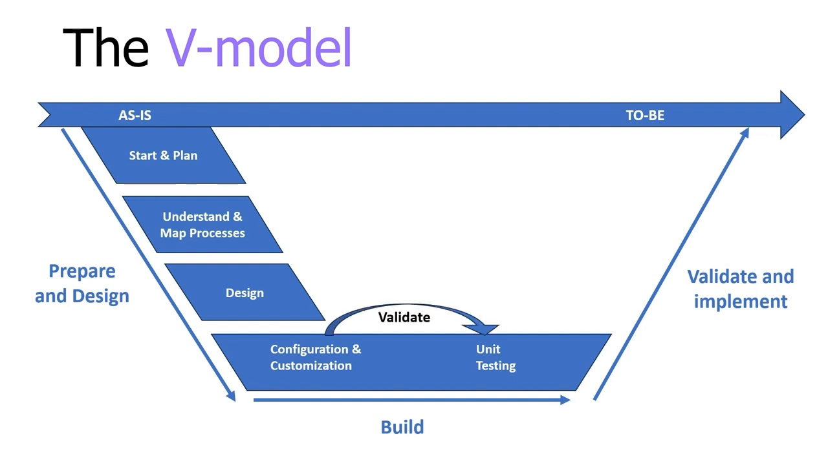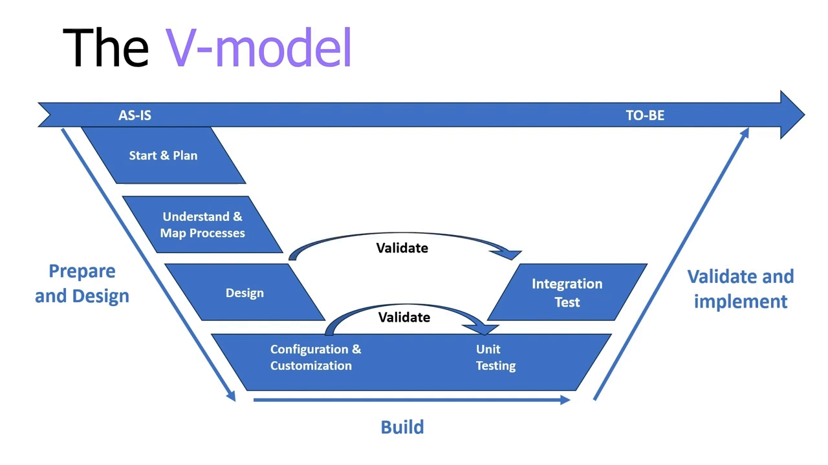Every time a part of the build is ready, it will be unit tested. This is where the developers check the small parts of the system they configured or programmed to make sure each function works on its own as designed. Next is integration testing. Here we test complete end-to-end processes, like order to cash or purchase to pay. We check that steps connect properly and that the system behaves as designed, including any integrations with other systems.